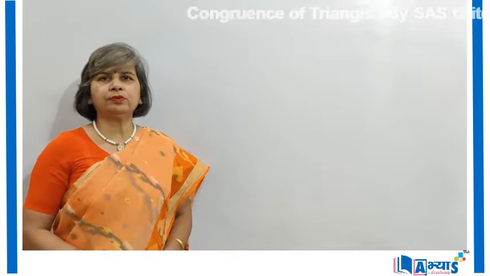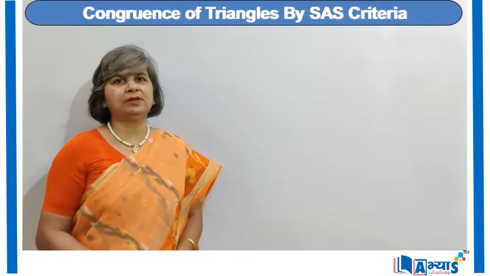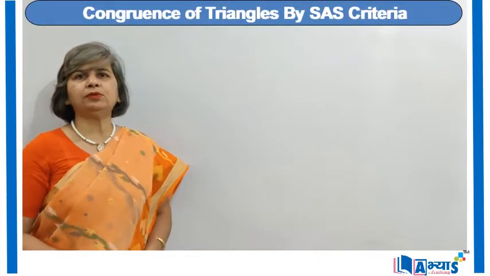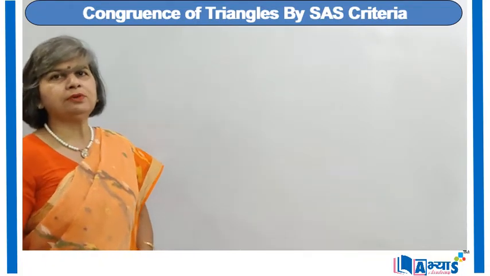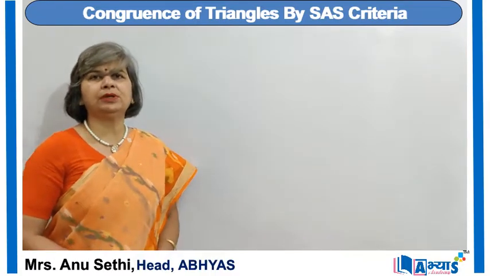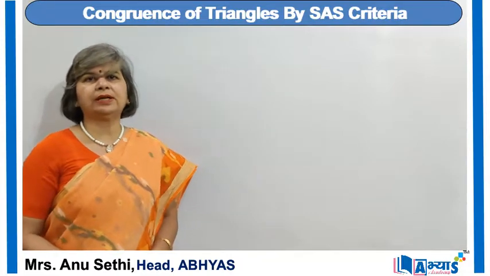Discuss the concept of congruence of triangles using SAS criteria. That means two sides and the included angle of one triangle are equal to the corresponding two sides and the included angle in those sides. Then the two triangles are congruent.